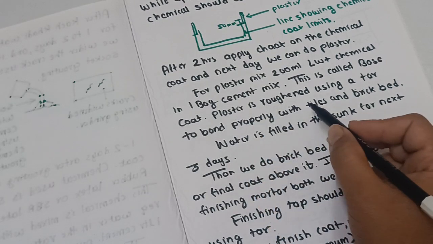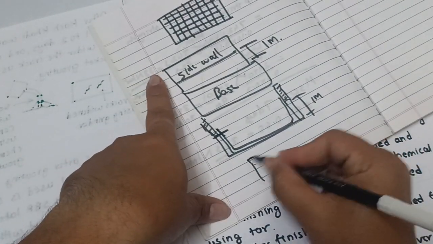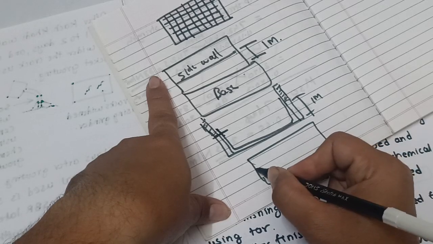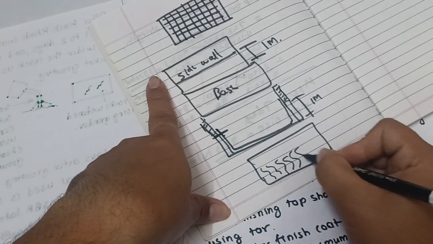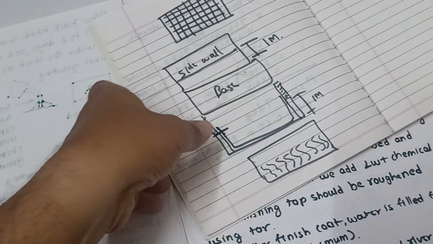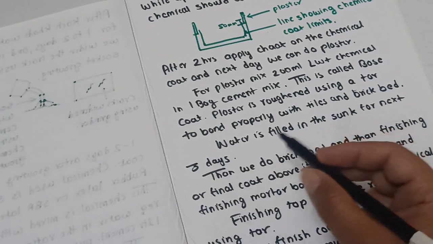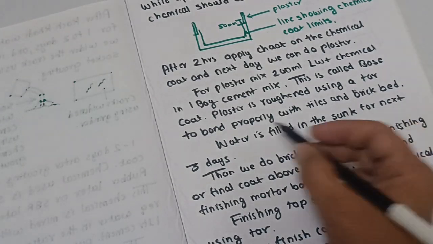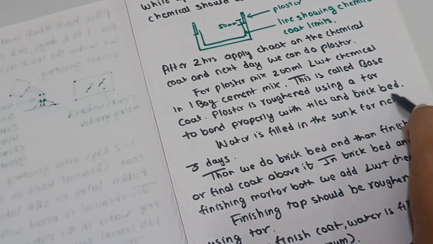Plaster is roughened using a tar to bond properly with tiles and brick bed. Plaster is always roughened. For example, this is a wall. We do base coat here, so it should be roughened because we have to bond tile there, so the surface must be rough to bond properly the tiles and brick bed.